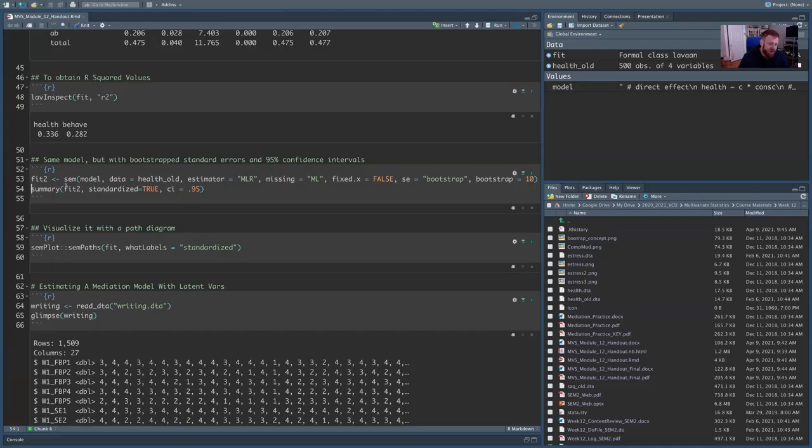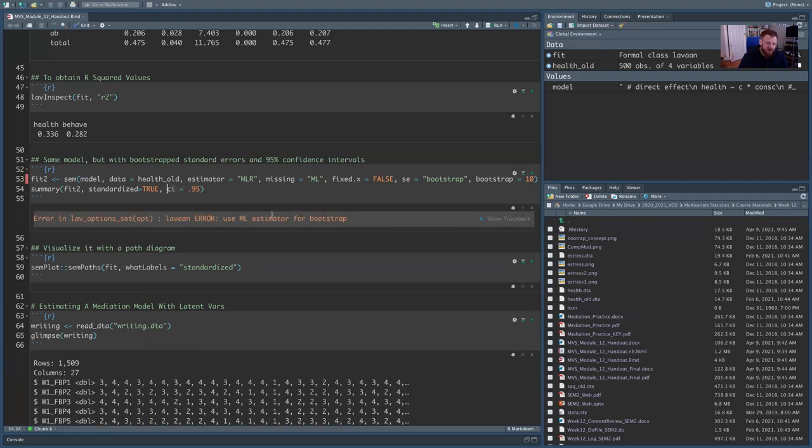And then when we get our summary, we can keep it exactly the same, except for on the end, we just put CI equals 0.95. And that gives us 95% confidence intervals that we can use to evaluate the significance. And so I wondered about this.